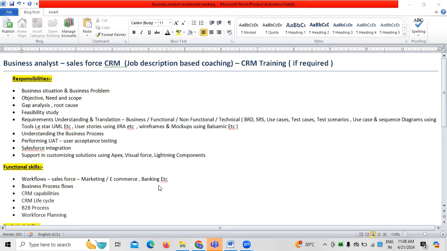You need to understand the business situation, business problem. We need to understand the business rules and government mandates, right? So this is all the responsibilities for a BA initially you need to know.